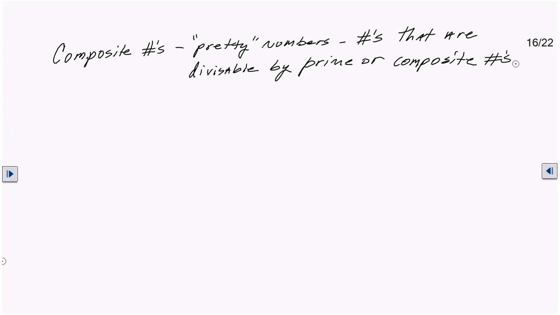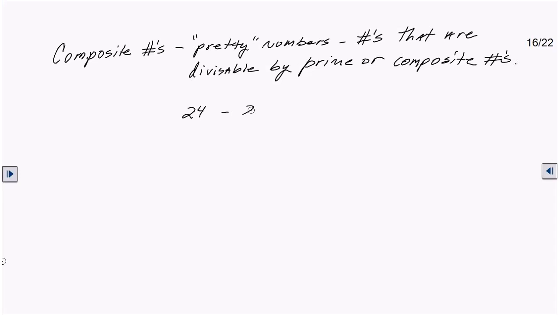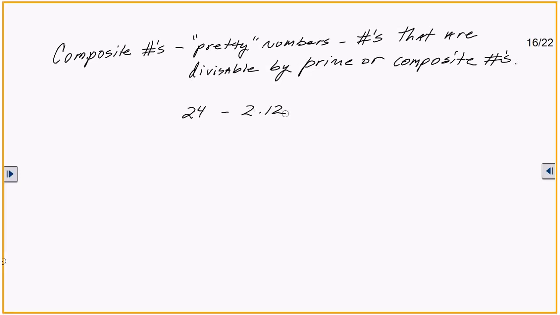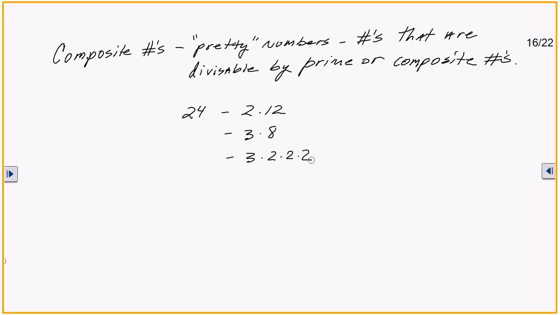Okay? So for example, 24. 24 is a composite number because it is divisible as 2 times 12, those are two composite numbers. Or you could divide it 3 times 8, which is a prime and a composite, or 3 times 2 times 2 times 2, which are all primes. So 24 is a composite number because it's divisible by anything, pretty much, composite or prime.